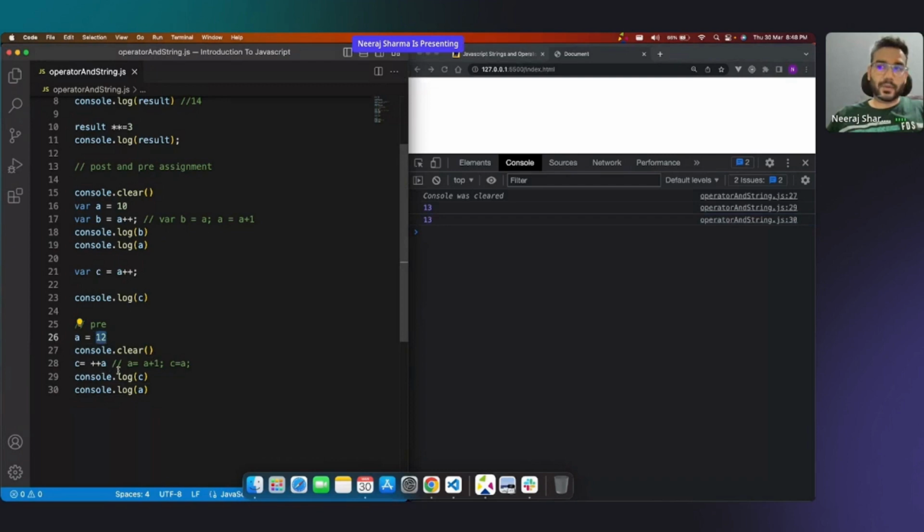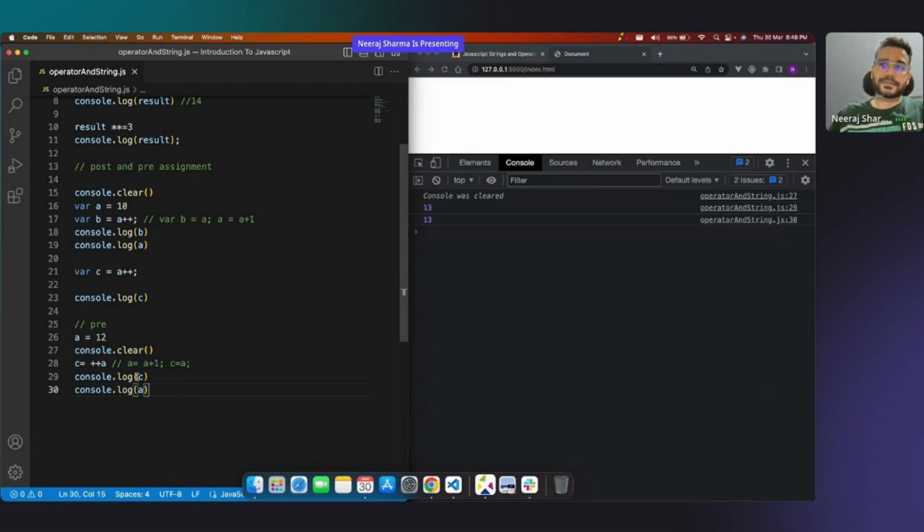It was 12. What did I say? This statement got executed first. That means A got incremented and then it got assigned to C. So A itself got incremented already, right? So that means the value actually became 13. Okay? I hope you guys are clear.